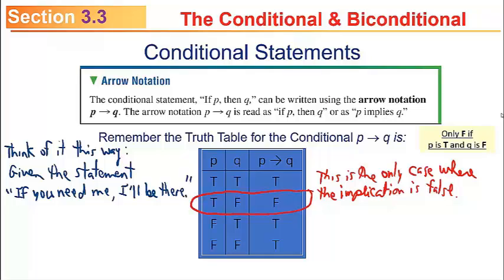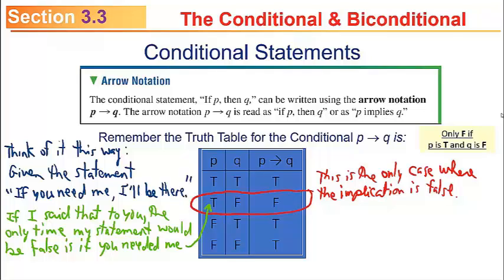For instance, if I said, "If you need me, I'll be there." Think of it this way. If I said that to you, the only time my statement would be false is if you needed me. That would be like P being true, but I wasn't there. That's like the Q being false. If I said, "If you need me, I'll be there," but you needed me and I wasn't there, that would be a false statement. And it's the only time an implication is actually false.